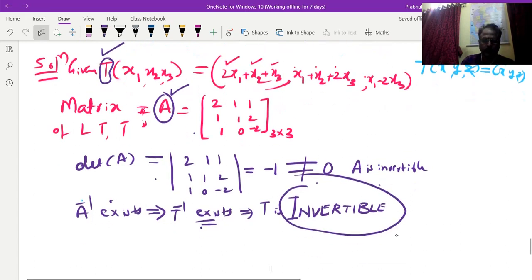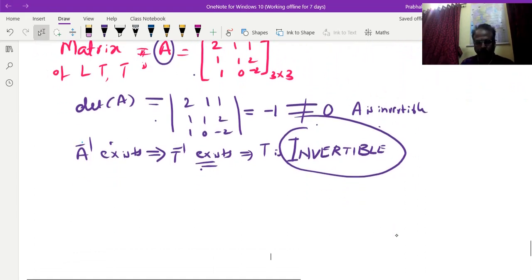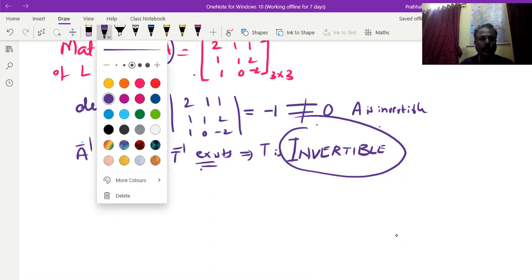Now the next question we are answering: T into T inverse. For that, first we find, to prove that T into T inverse is the identity mapping.